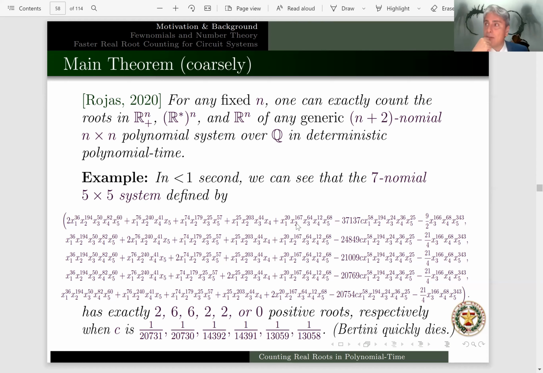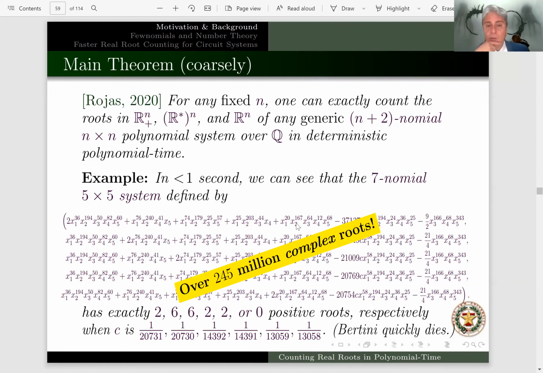There are some codes that will at least tell you the number of complex roots, which turns out to be over 245 million. Johannes Maurice's mixed volume code will tell you this. Jan Verschelde's polyhedral homotopy code will tell you this. But nobody's code, as far as I know, will tell you the number of real roots for such a system, or for this family. So the key here is that most computer algebra systems have complexity for polynomial system solving depending mainly on the number of complex roots. But the techniques that I'm using have complexity depending mainly on the number of real roots, and that's a key thing.